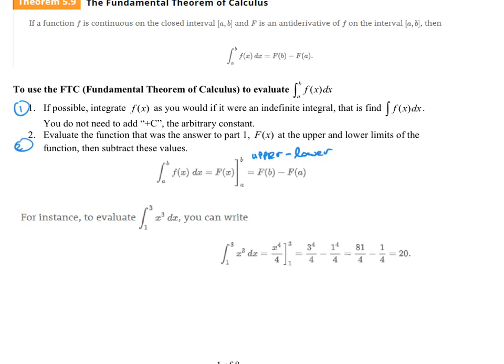Again, if your integral has numbers on it, that's called a definite integral. If your integral has numbers, your answer is a number. If your integral does not have numbers, your answer has x's, or whatever the variable is, and plus c. If it has numbers, the answer's a number. If the integral doesn't have numbers, you're going to have x's and plus c in your answer.